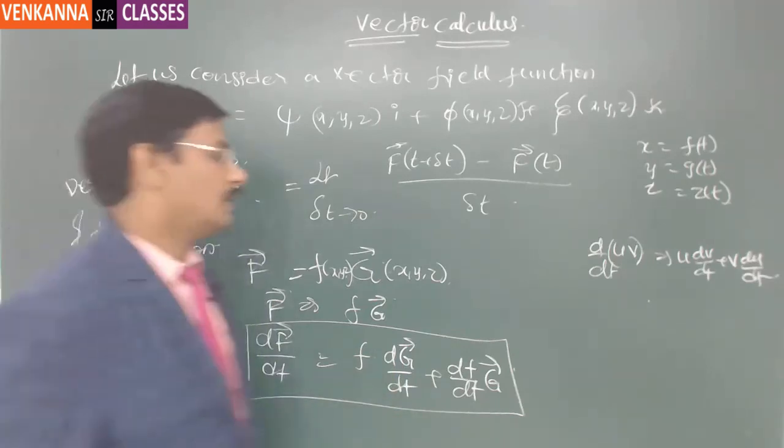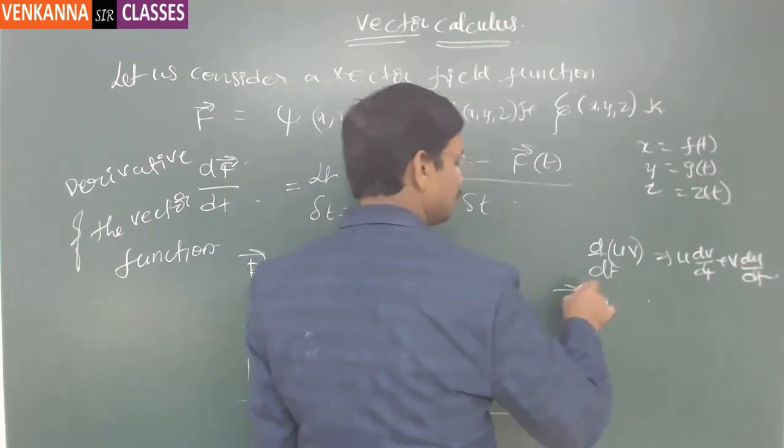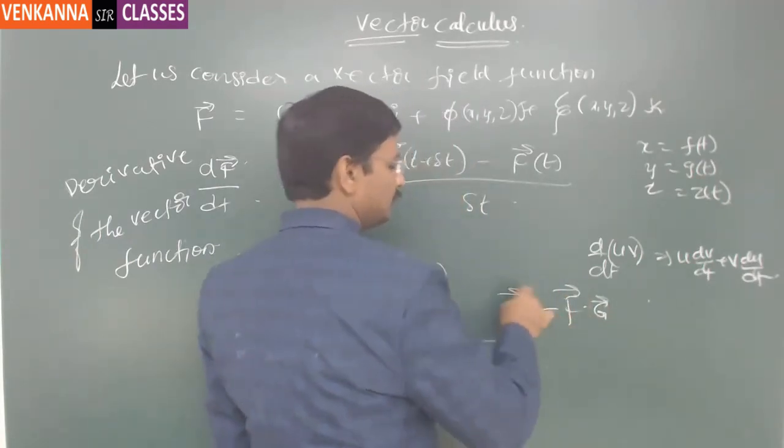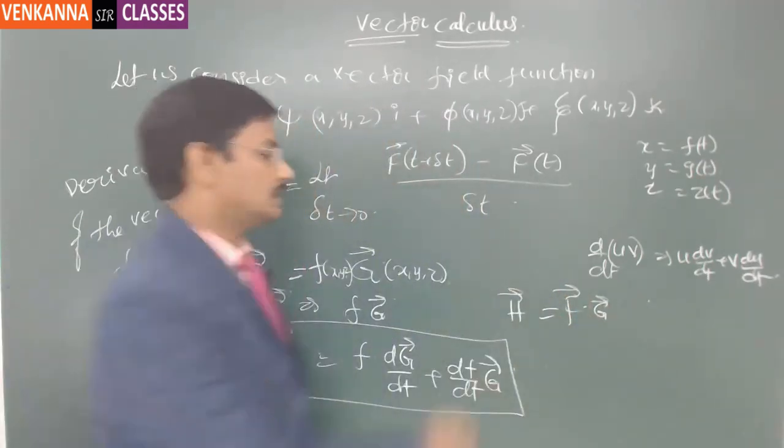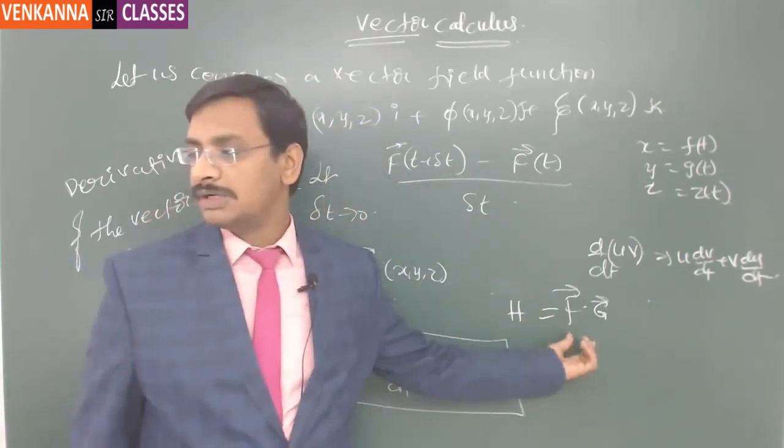Exactly in the similar manner, if you want to find out the product of 2 different vectors, let's say this is the h vector. So h is the scalar given by f bar dot g bar, where it is a dot product.